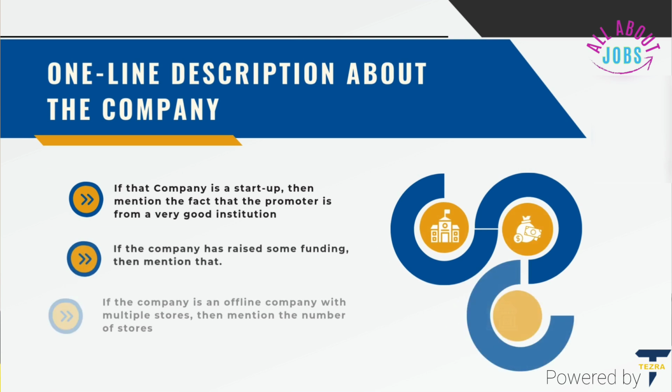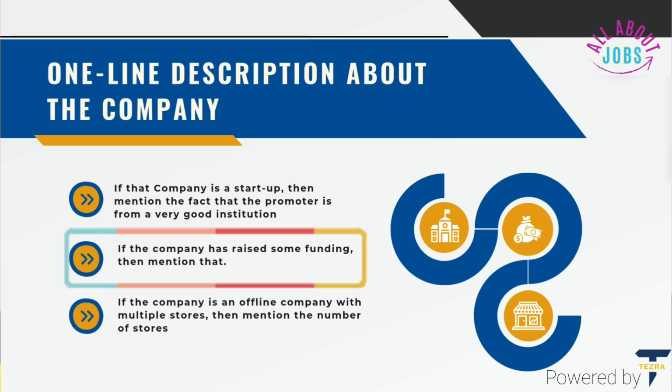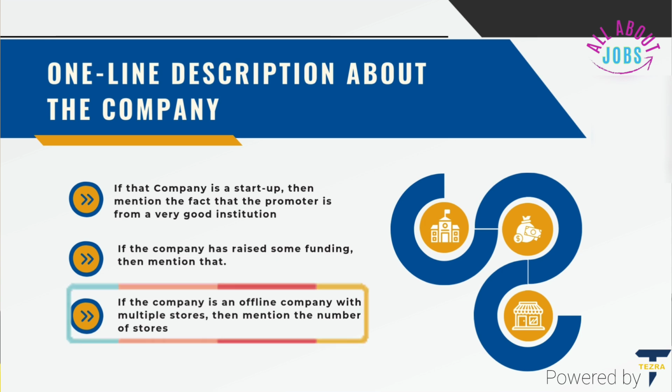So if the company is a startup, then mention the fact that the promoters are from a very good institution. If the company has raised funds, then mention that. If the company is an offline company with multiple stores, then mention the number of stores. Anything that emphasizes the scale and size of the company, focus on that because that will set the context.